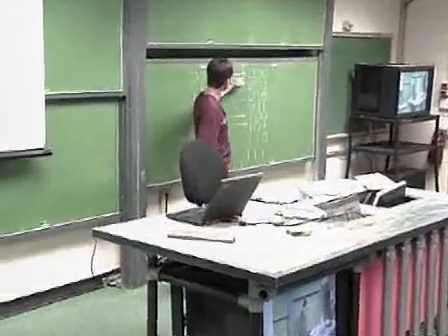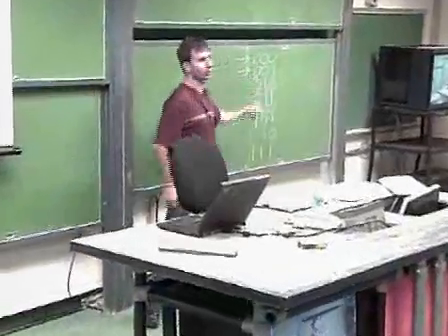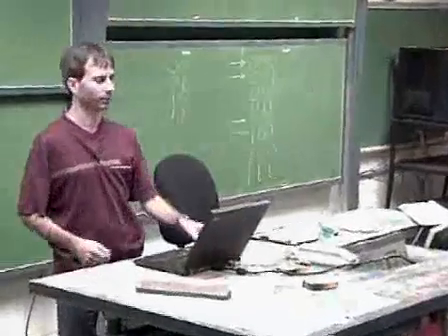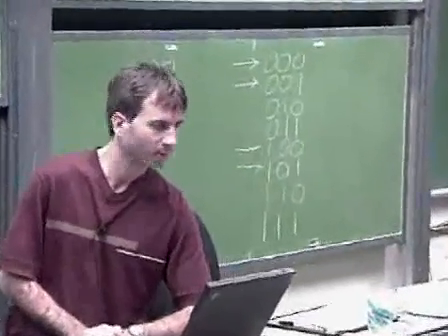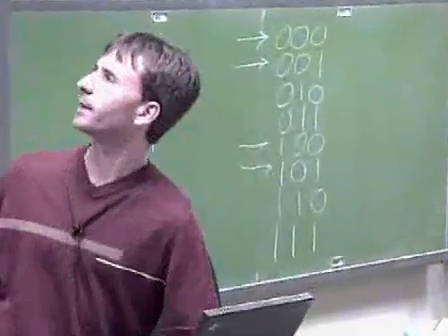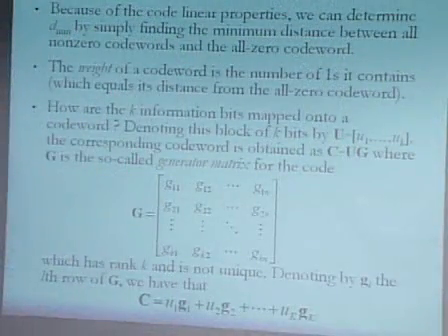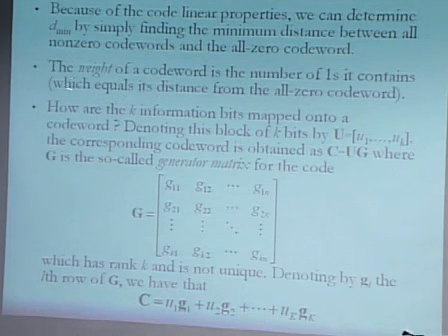And the minimum distance between the all zeros code word and any other code word is automatically the minimum distance of the code. So that simplifies the task of finding the minimum. Next one is the weight, which is the number of ones in a code word. And from what I just said, it follows that the weight also equals the distance between the all zero code word and any other, right? The weight of a particular code word equals the distance from the all zero code word.